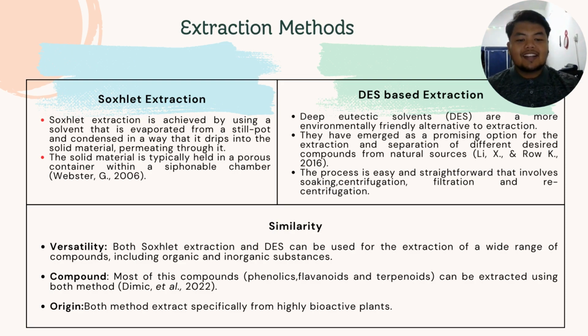So let's see what the similarities of these two extraction methods are. The first one is versatility: both Soxhlet extraction and DES can be used for the extraction of a wide range of compounds, including organic and inorganic substances. The second one is the compounds. Most of the compounds, such as phenolics, flavonoids, and terpenoids, can be extracted using both methods. And the third one is the origin. Both methods extract specifically from highly bioactive plants.